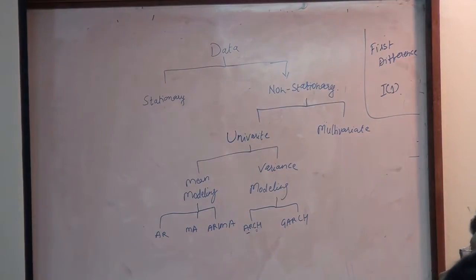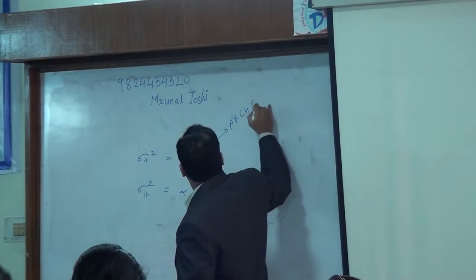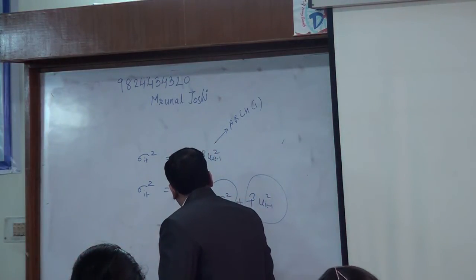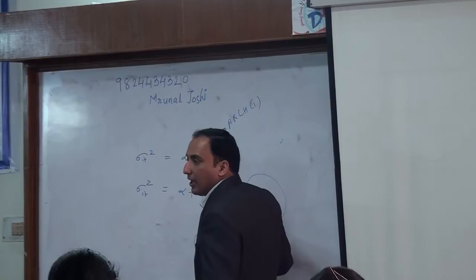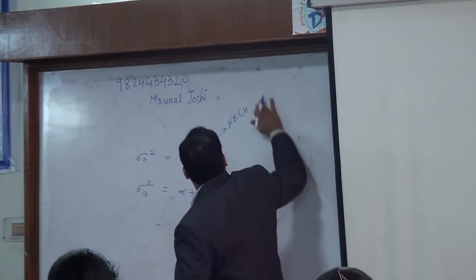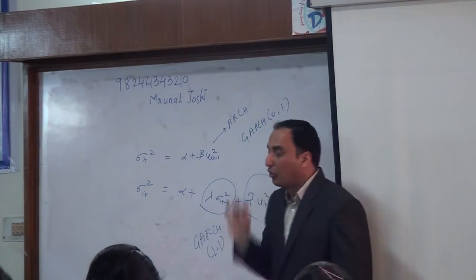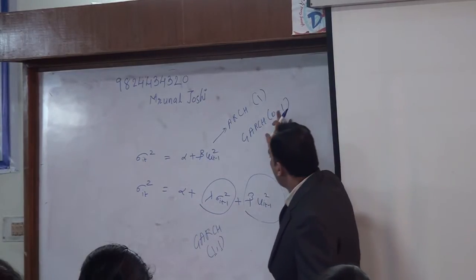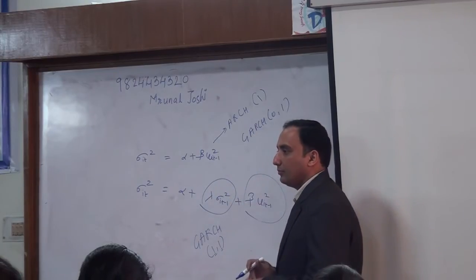So the variance of the error term depends on the squared value of the error term. This becomes an ARCH 1 model. This becomes a GARCH 1 model. The first term represents the GARCH model and the second term represents the ARCH model. ARCH is also sometimes written as GARCH 0,1. So GARCH 0,1 and ARCH 1 are basically the same. GARCH 0 means this term becomes 0, and we only have an ARCH.